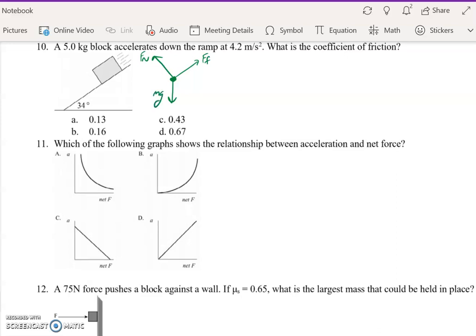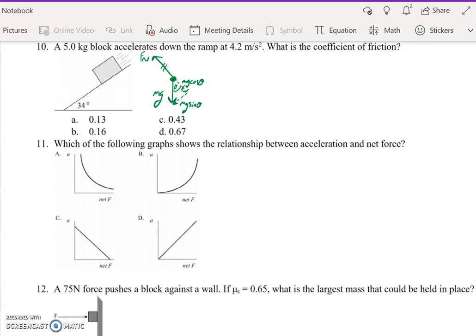I'm going to do this whole problem without using the mass of 5 because you don't need it. But if you felt like you needed it, you can use it. So this side, there's theta, this is mg sine theta, mg cosine theta. The only two forces that are the same are mg cosine theta and the normal force. Since this thing is accelerating downhill, friction and mg sine theta are not equal.